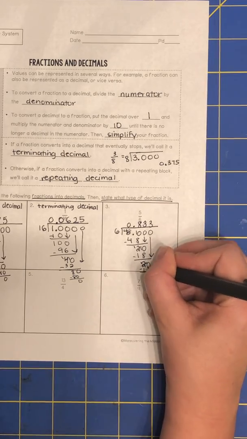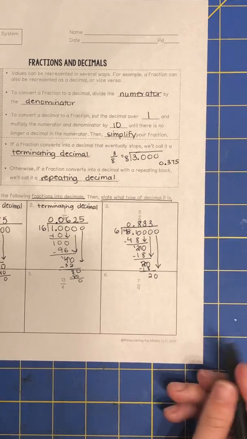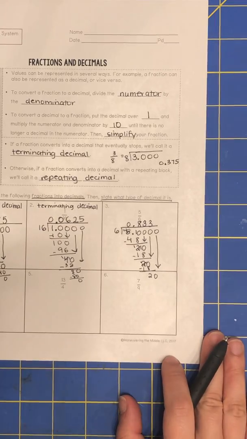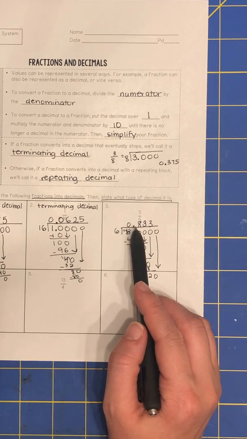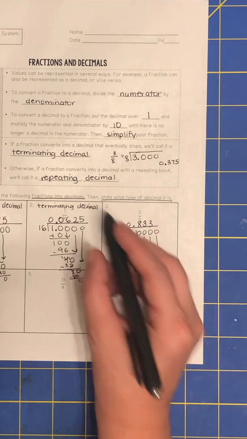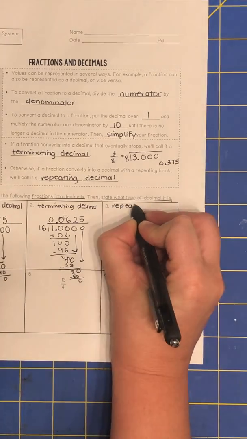So again, if we subtract, we're just going to keep being in this repeating pattern of it going in 3 times and 3 times and 3 times. The 3 is going to go on forever. There's no way that this is going to work to any other number besides 20. So in this case, when we have a repeating block, this 3 just keeps going and going, we would call this, or title it, a repeating decimal.